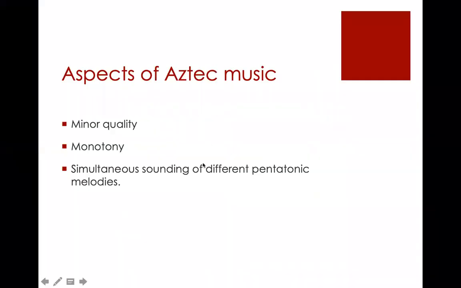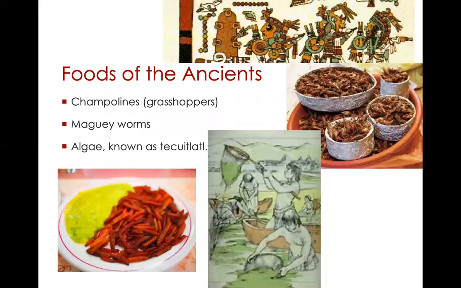Here are some aspects of Aztec music. It has a minor quality. It has a monotony, so it's monotoned, where there is one tone for the melody, and then simultaneous sounding of different pentatonic melodies.